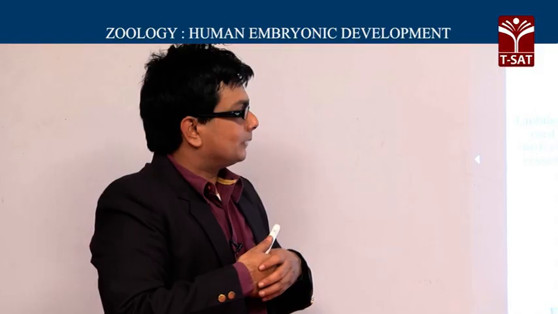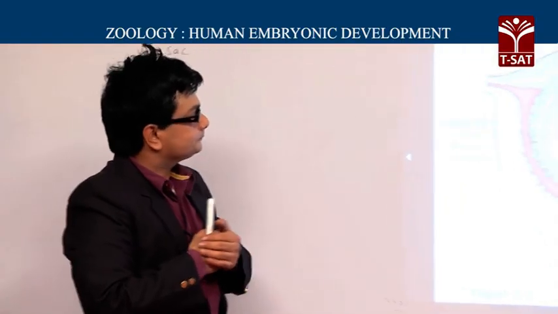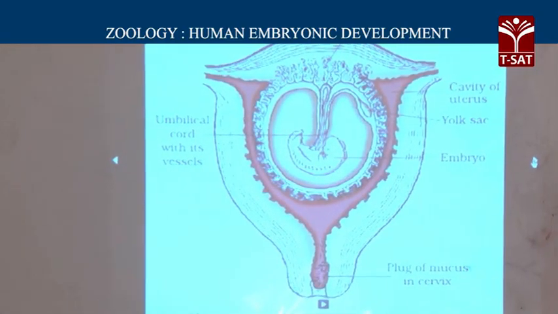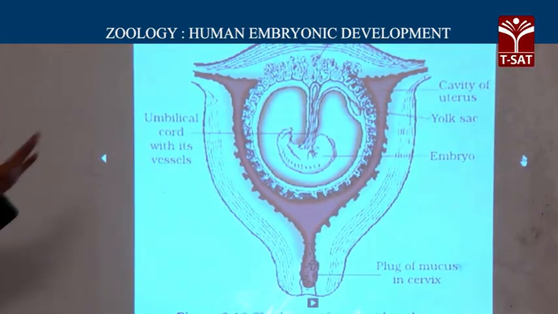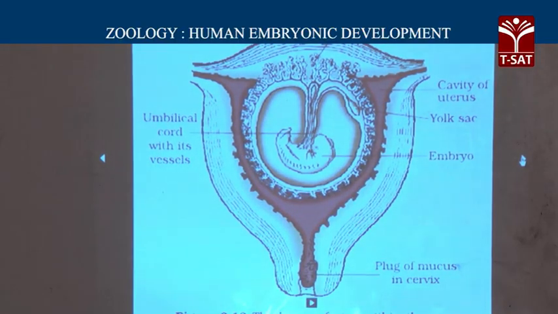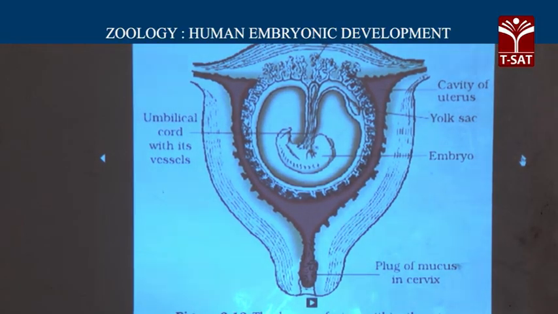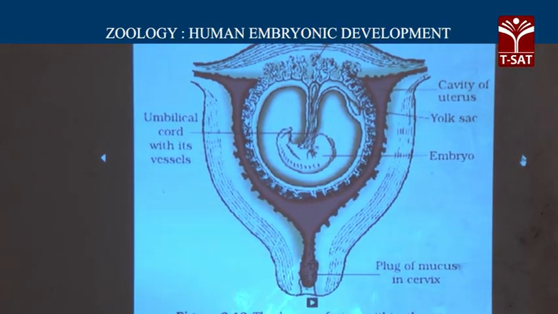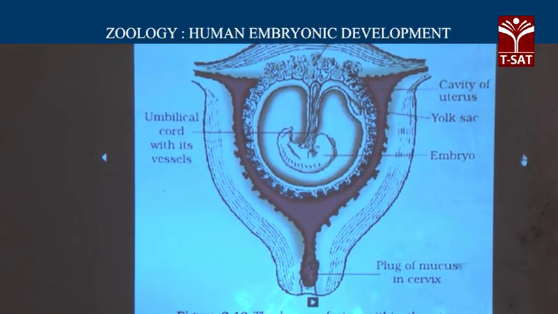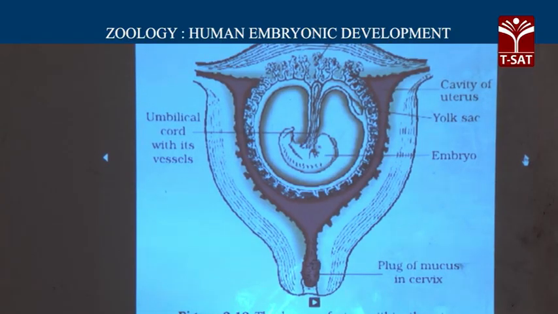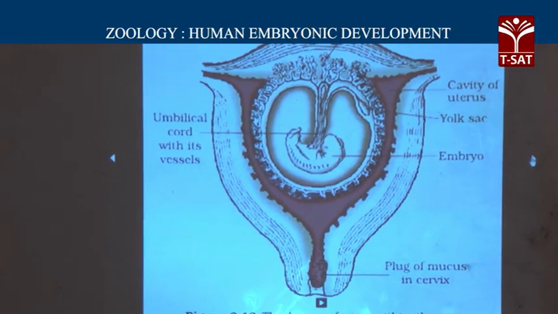If you observe here, there is placenta, there is also a yolk sac, there is embryo there, and all these within the uterus. That means the uterus, once the blastocyst is implanted, will shelter the entire structure within the endometrium all through the gestation period, that is the intrauterine development period.